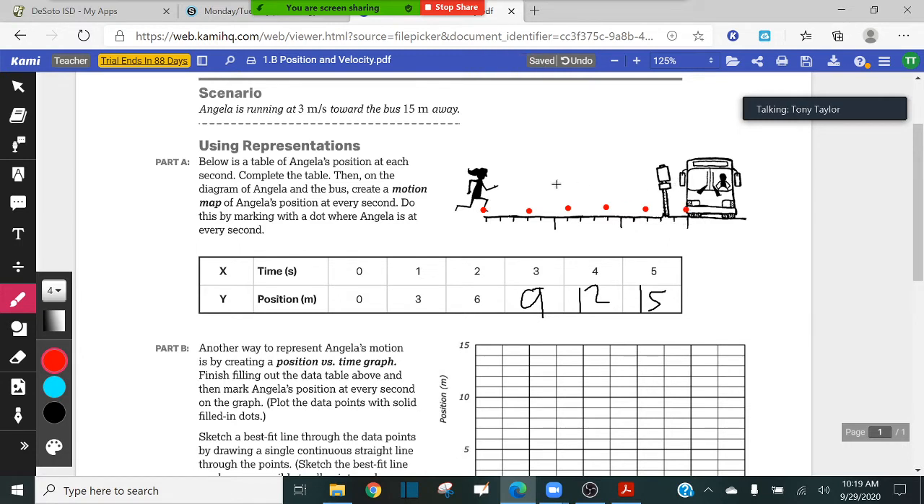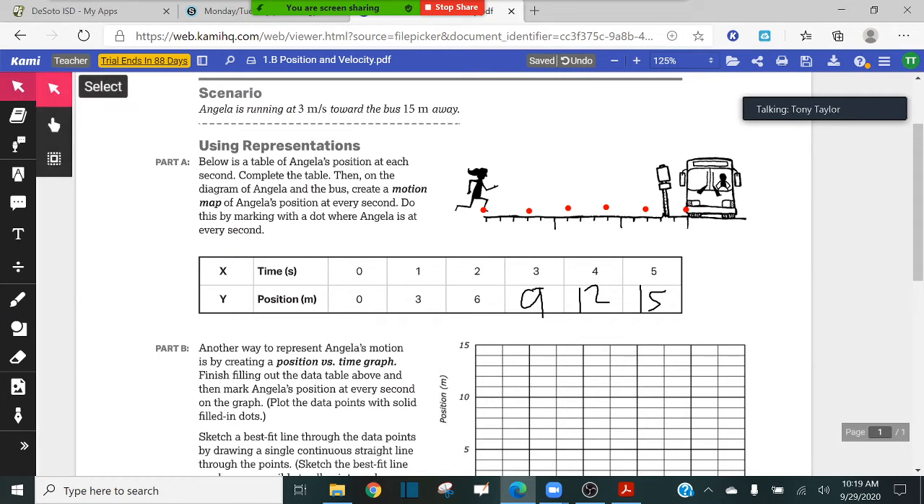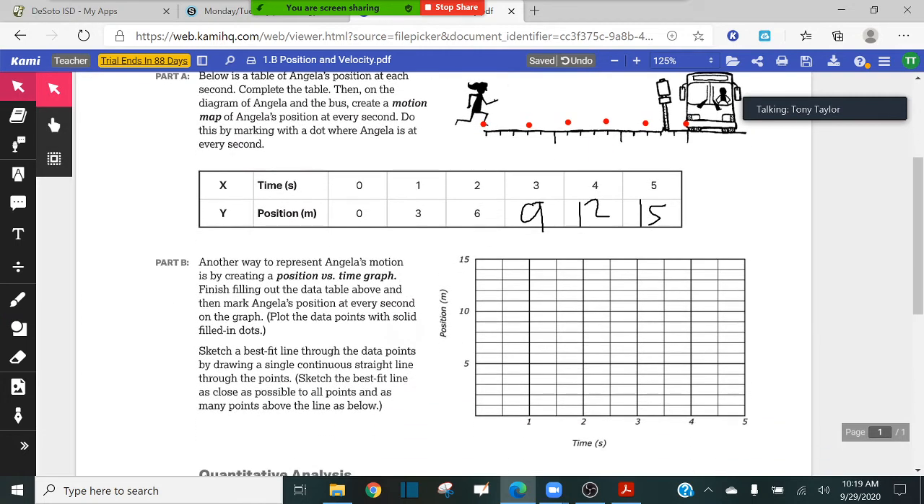Okay. So as you guys notice, when we created our motion map, the dots are evenly spaced. So we've already talked about that. If the dots are evenly spaced, we know that represents an object moving at a constant velocity. Whenever you create a motion map and the dots are not evenly spaced, the object is accelerating.